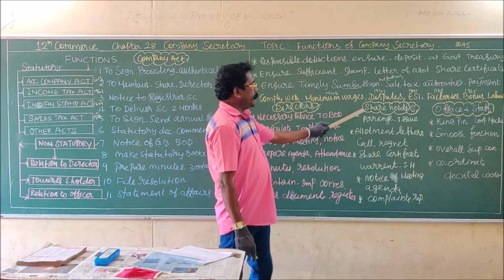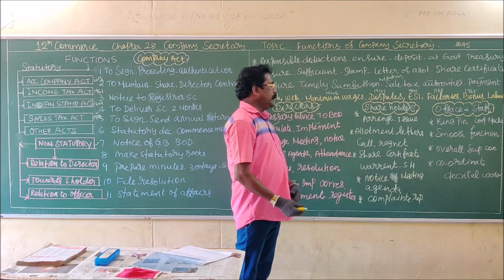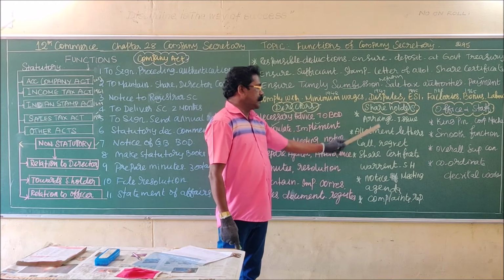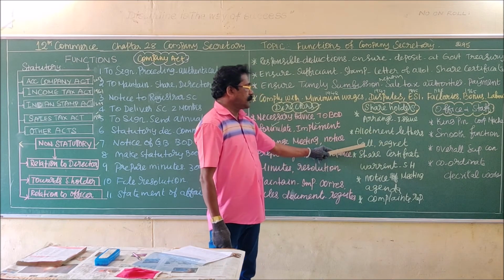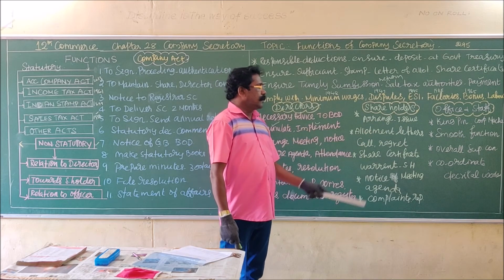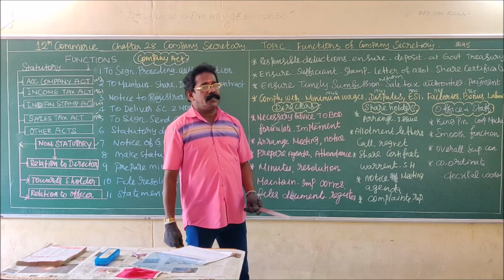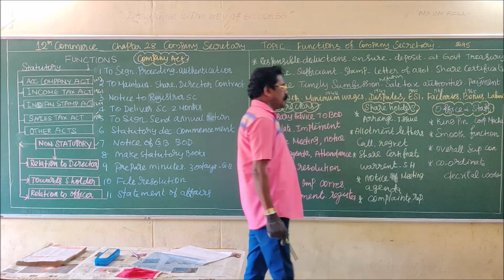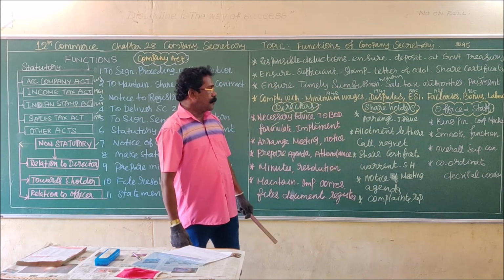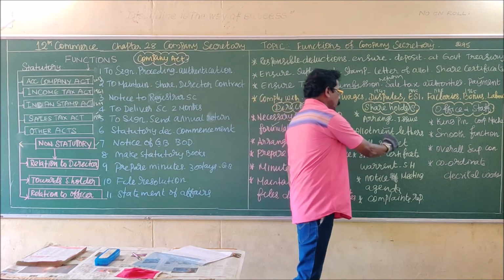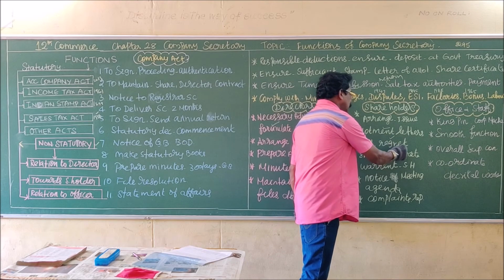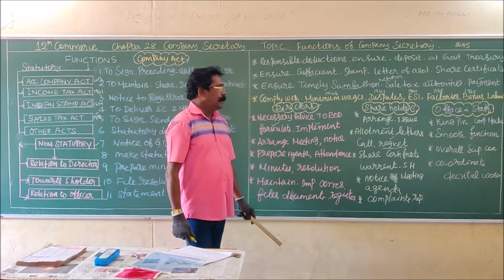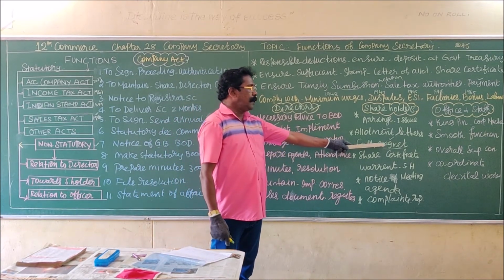Then the functions related to the shareholders. The secretary has to make necessary arrangements for issuing allotment letters, regret letters and call letters. Allotment letters means those who apply for shares, when they get an allotment of shares, the secretary issues the allotment letters to the allottees. If the applicant does not get any allotment, the secretary has to issue regret letters to the applicants, saying we are unable to allot the shares to you.